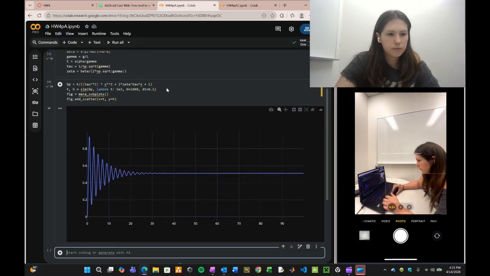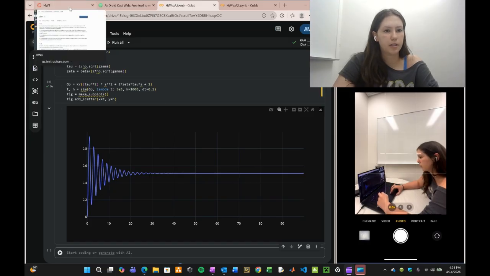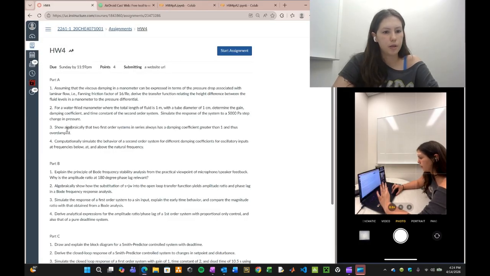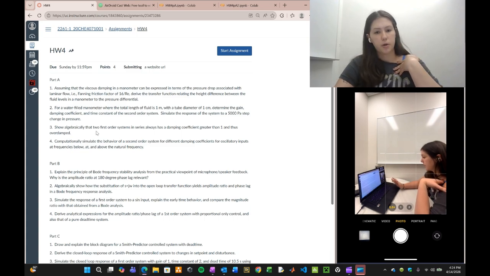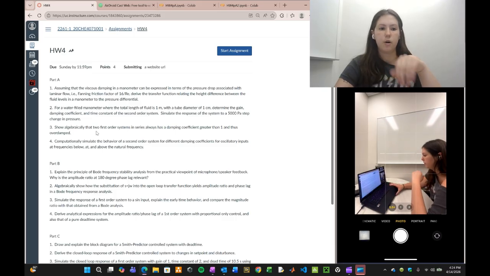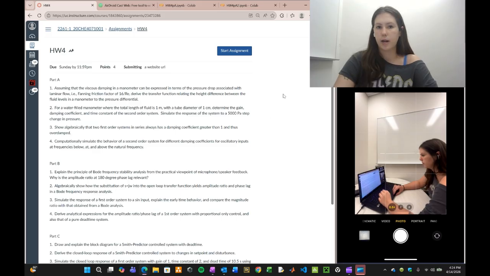So now we can go back to the iPad and do part 3, which is to look at 2 first order systems in series and show that they will always have a damping coefficient that's greater than 1, so therefore it would be overdamped. So we can move back to my iPad.